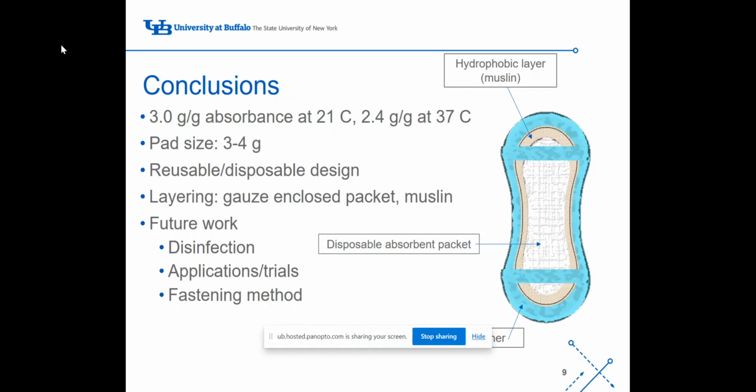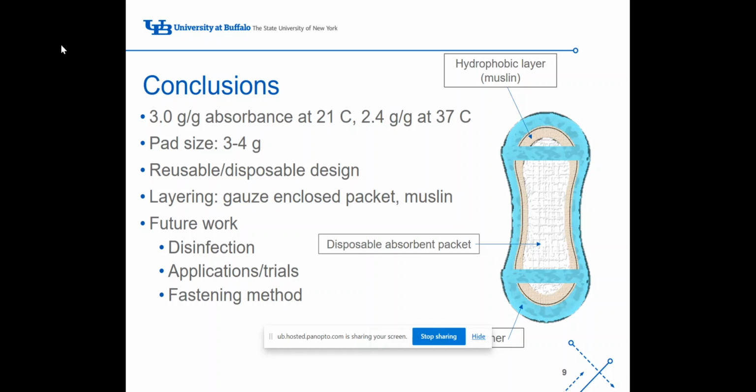In conclusion, sawdust can be used as an absorptive material for a sanitary pad. There is a slight decrease in the absorption properties of sawdust from room temperature to body temperature. Considering this, we would need about 3 to 4 grams of sawdust in each sanitary pad. We are using gauze and muslin to design our sanitary pad.